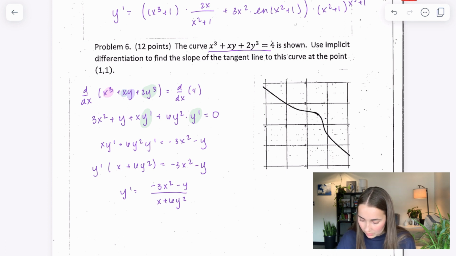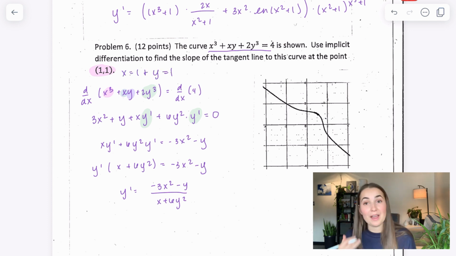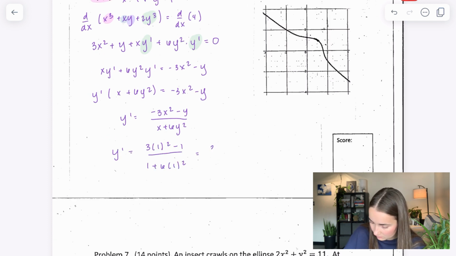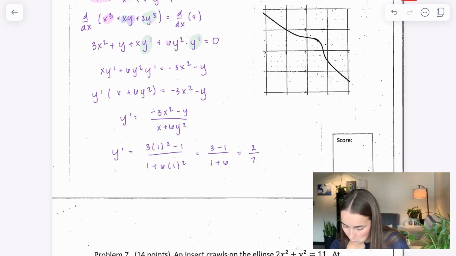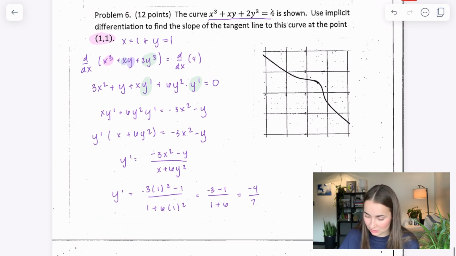And now what we want to go ahead and do is plug in our point. So our point is (1, 1). So here this tells us that x equals 1 and y equals 1. And I can go ahead and plug that into my equation. And here we have the slope of our tangent line.